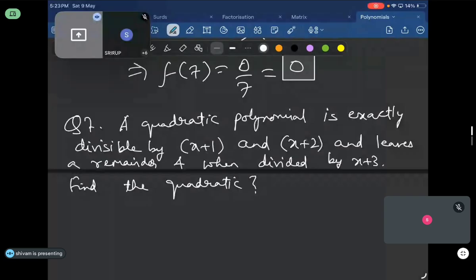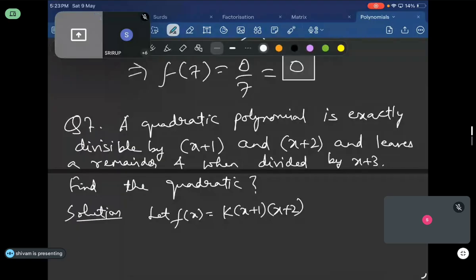So can I say that let f of x equal to k into x plus 1 into x plus 2? I can directly say that f of x equals k, some leading coefficient, multiplied by x plus 1 into x plus 2, because these are the factors of this quadratic. My task is to find out the value of k. That we will get from the third condition. It gives a remainder 4 when divided by x plus 3. That means f of minus 3 is given as 4, right?